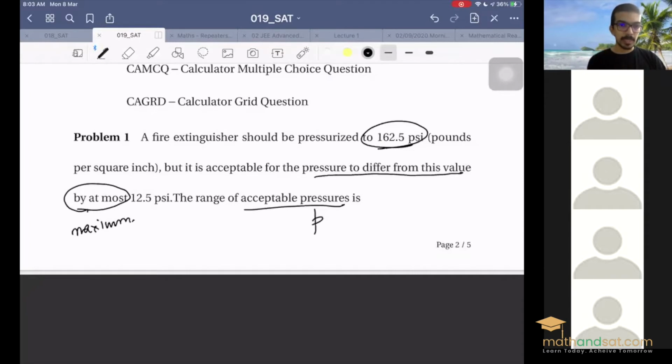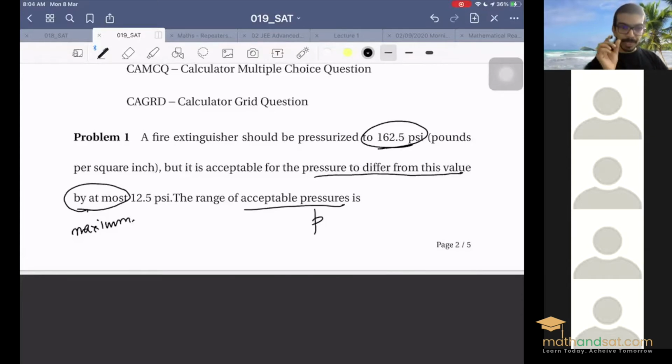What are the two quantities? The ideal value that we are looking for. But it will not be ideal always. So there will be a variation, and the variation is nothing but the deviation. It's nothing but the difference between the actual value and the ideal value, the accepted value and the ideal value. This can be a maximum of 12.5.